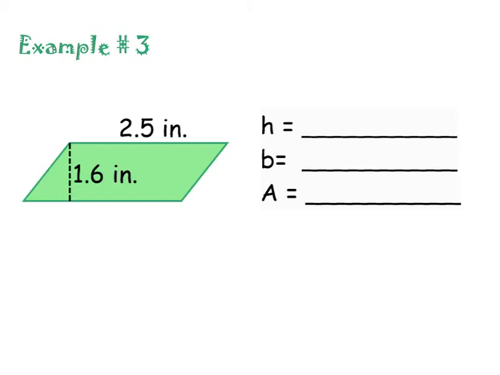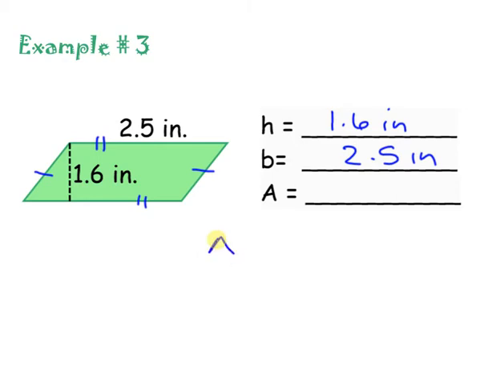Okay, let's look at this guy here. So here we have a parallelogram. We know that because this side is congruent to this side and it's parallel. They'll never intersect. And then this side is also congruent to this side. So our height is 1.6 inches. And then our base, and remember the base doesn't have to be the bottom, it's any side, the base is 2.5 inches.